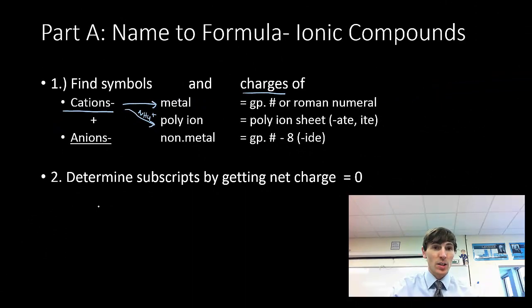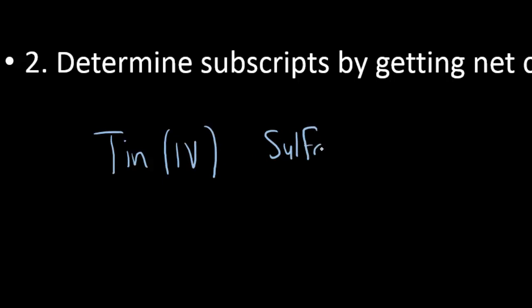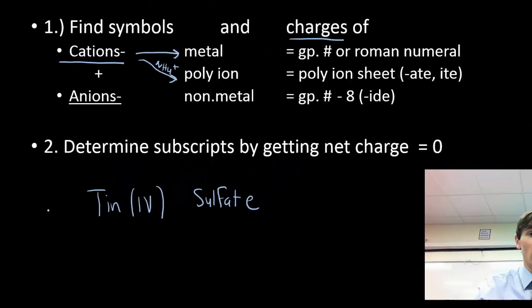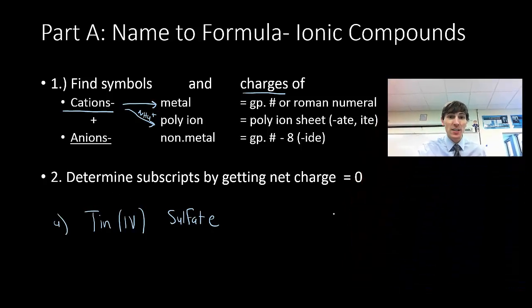So I'm going to start with an example here. Let's say I have tin(IV) sulfate. This is example number 1. I need to find the symbols and charges of the cation. The cation is always listed first. So there's my metal, tin. I know it's a metal, I look it up on the periodic table, and I find its symbol is Sn.